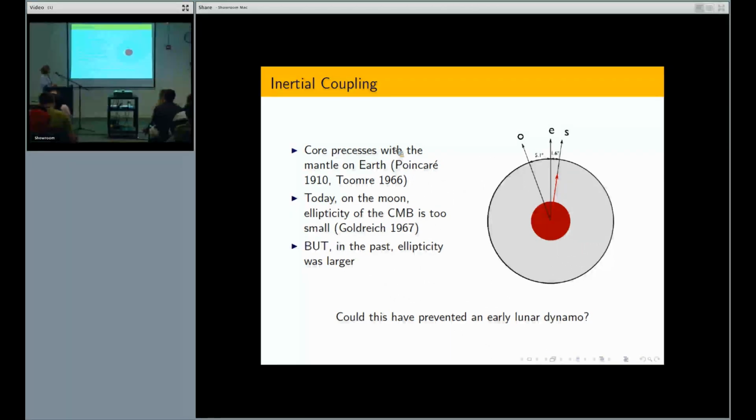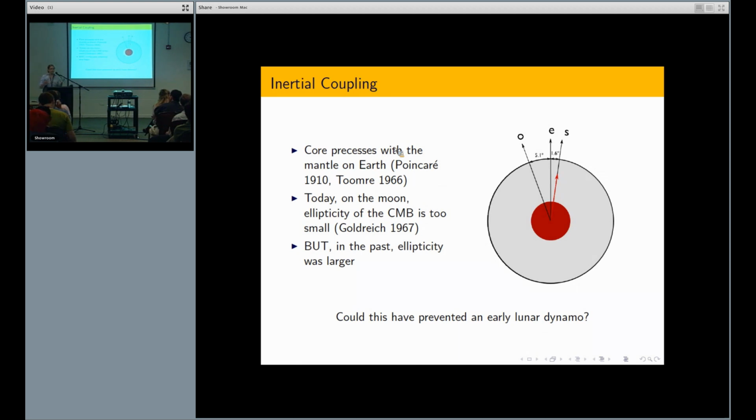So inertial coupling is a mechanism that is operating on the Earth today, and the basic idea is that the core-mantle boundary is elliptical. So you have motion moving inside an ellipse, and because of that, there are different pressures at different points in the ellipse. And these pressures act to torque the fluid inside the cavity to align with the spin axis, or to align with the shape of the cavity.